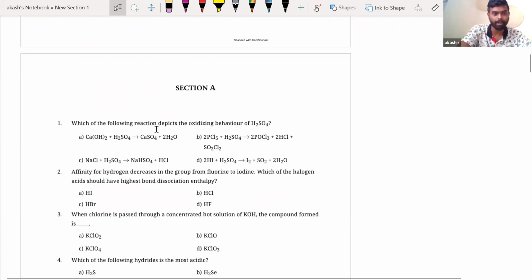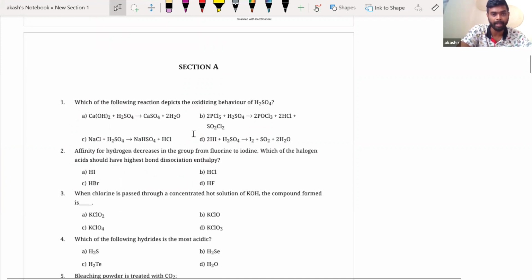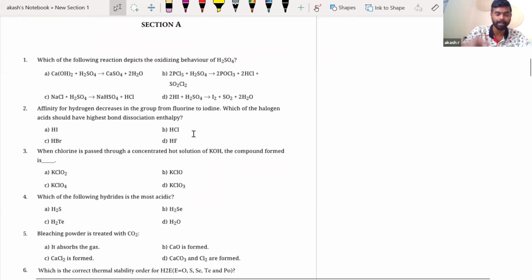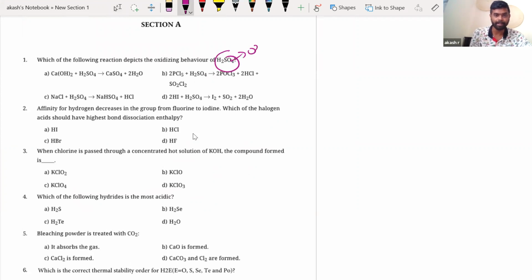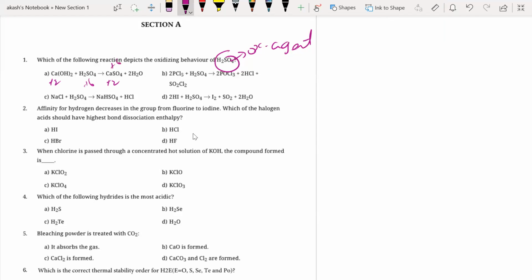Now, which of the following depicts the oxidizing behavior of H2SO4? So basically, what you have to understand is H2SO4 is going to act as an oxidizing agent. In which case is what they're asking. Now all you have to look for is your oxidation numbers. For calcium it is +2 here, and here also for calcium it is +2, and no oxidation state is changing. For sulfur it will be +6, and here also for sulfur it is +6. Everywhere if you calculate, the oxidation numbers are not changing. Same goes here.